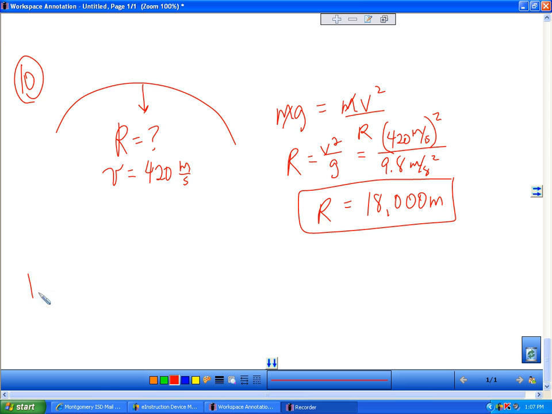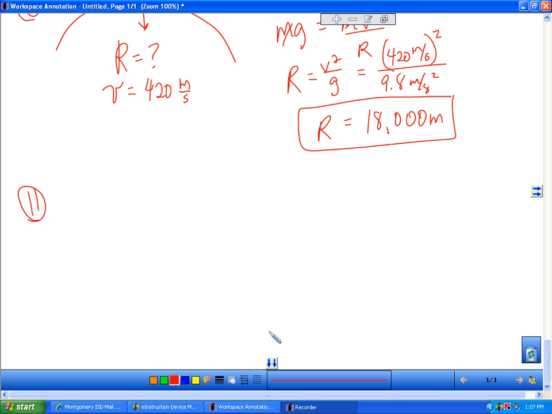Okay, number 11. Number 11 says that we need to find the maximum speed with which an automobile can round a curve of 80-meter radius without slipping off the road. The road is unbanked, and so the only thing keeping it on the road is the friction.